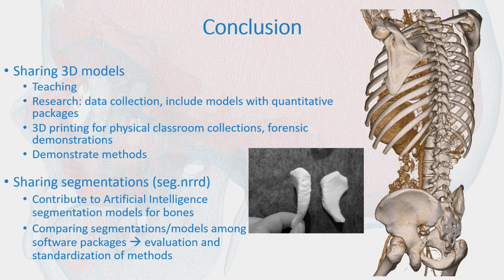While the sharing of 3D osteological models has many applications, the generation and sharing of bone segmentations as well, generated in 3D Slicer, can support the development of artificial intelligence segmentation models to facilitate automatic segmentations and further increase the objectivity of virtual osteology data. Methods for generating virtual osteological models vary among practitioners and among software packages, and can be expected to vary for different anthropological applications. Evaluation and standardization of methods can only happen with sharing of 3D models and segmentations.